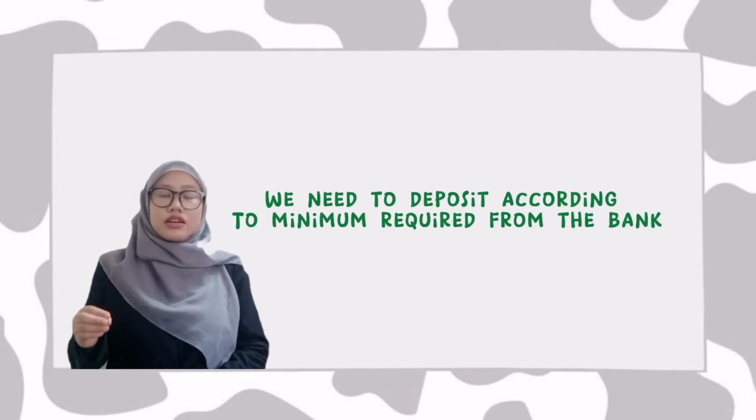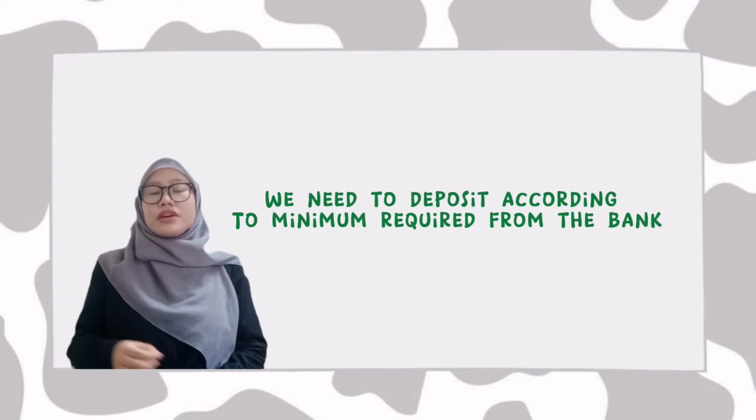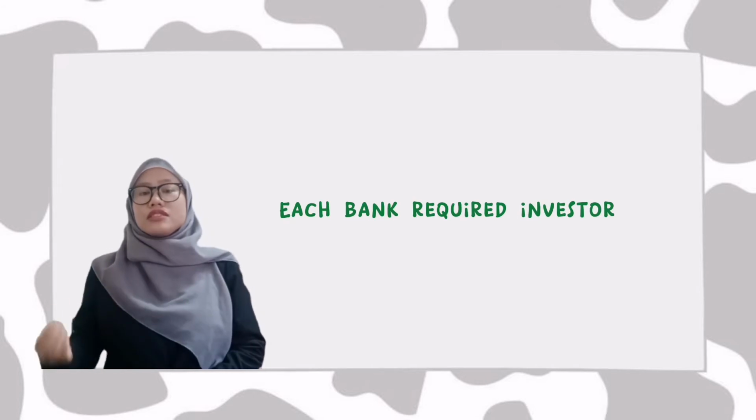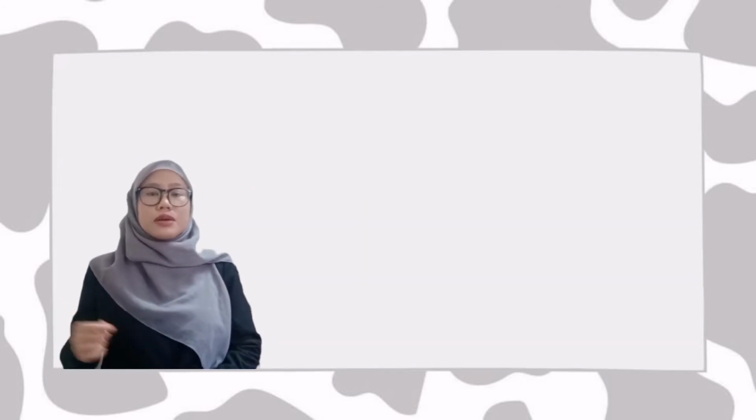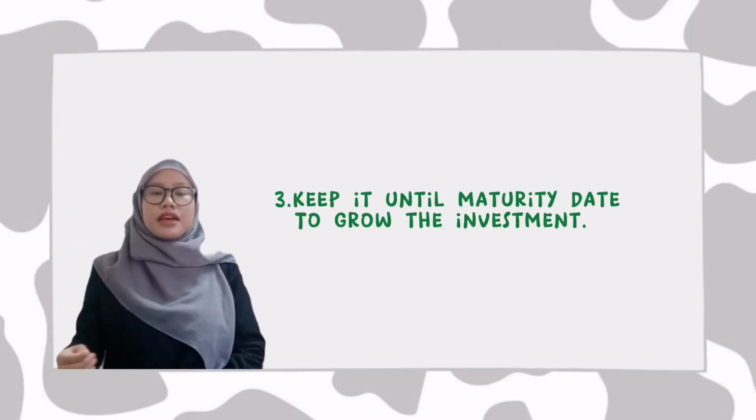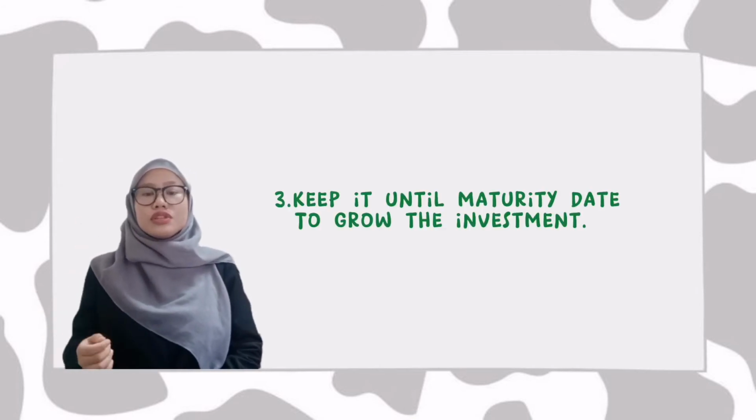After we finish the registration of the fixed deposit account with any bank, we need to deposit according to the minimum required by the bank, because usually each bank requires the investor to deposit according to their minimum deposit. For example, Maybank requires the investor to deposit from RM1,000 until RM5,000 or above. Third is keep it in the bank until the maturity date to grow the money invested.